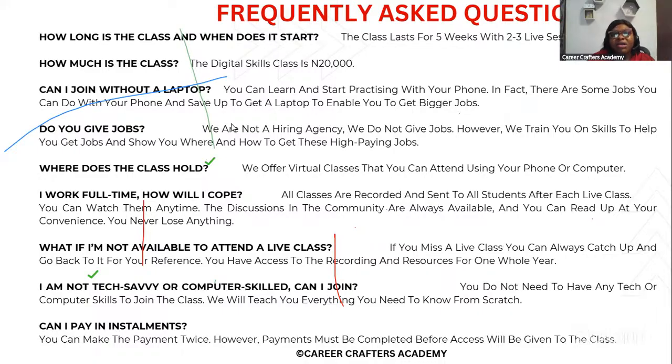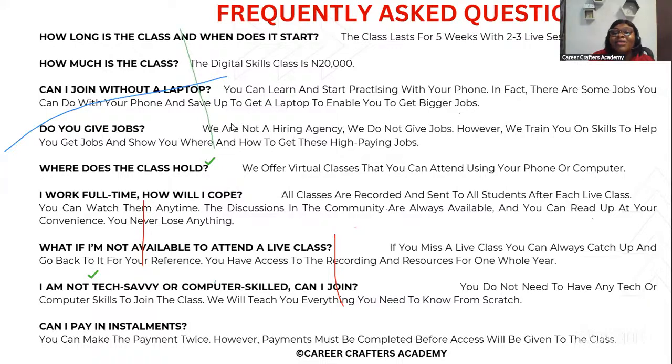How much is the class? The digital skills training class is 20,000 Nigerian naira. If you're outside Nigeria and cannot transfer, I will post a link for you to use to register for the training. A lot of people ask, can I join this class without a laptop?